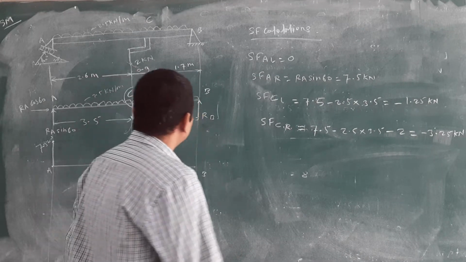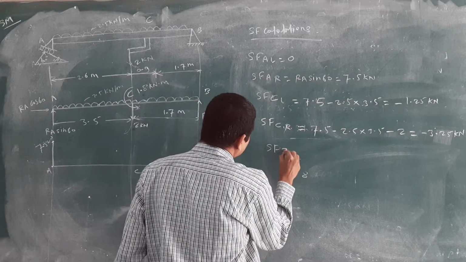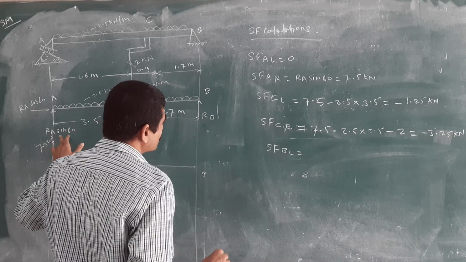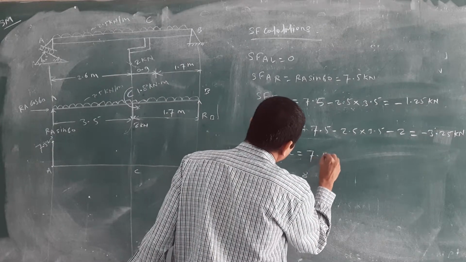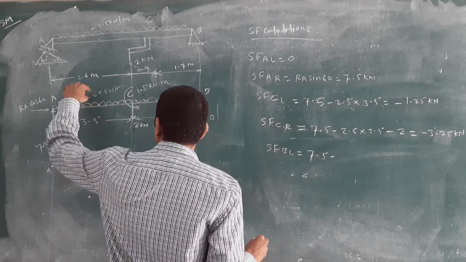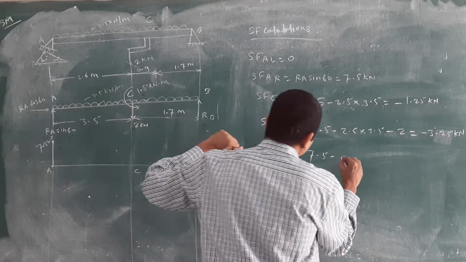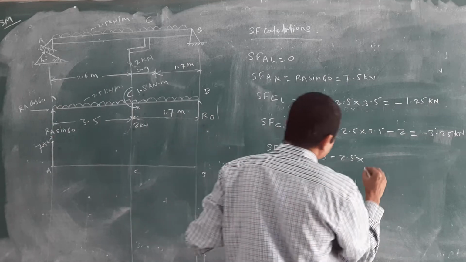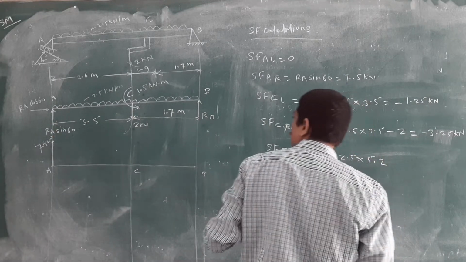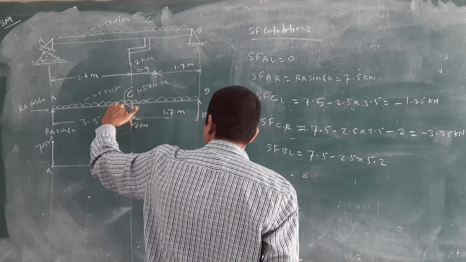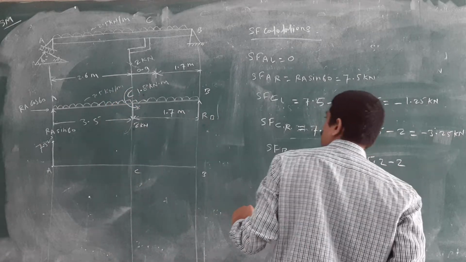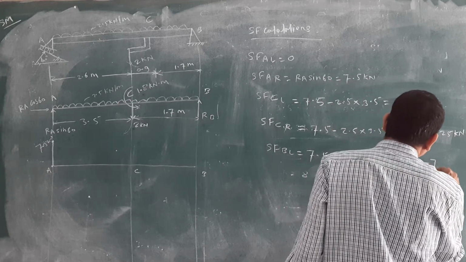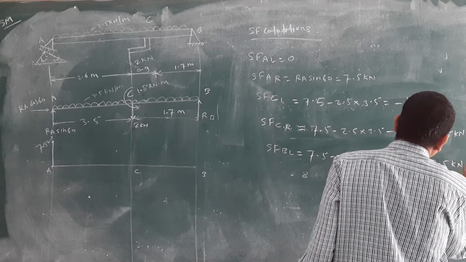Then SF at B point, just left side, you will get the whole value. Check that. RA is 7.5, then minus this, I will consider 2.5 UDL into the total distance from A to B. This 5.2 is there, right? Then again minus 2. This value you will get minus 7.5 kilonewton.